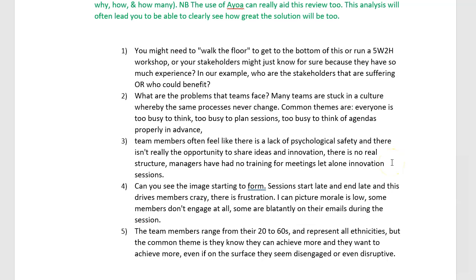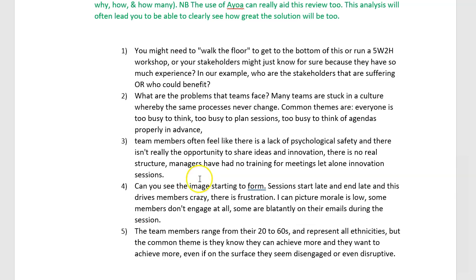In our example, who are the stakeholders that are suffering or that could benefit? What are the problems that teams face? Many teams are stuck in a culture whereby the same processes never change. Common themes are everyone's too busy to think, too busy to plan sessions, too busy to think of agendas properly in advance. Team members often feel like there's a lack of psychological safety and there isn't really the opportunity to share ideas and innovation. There's no real structure. Managers have had no training for meetings, let alone innovation sessions.